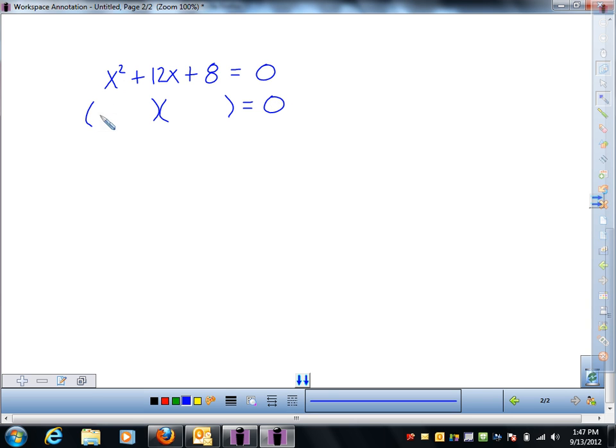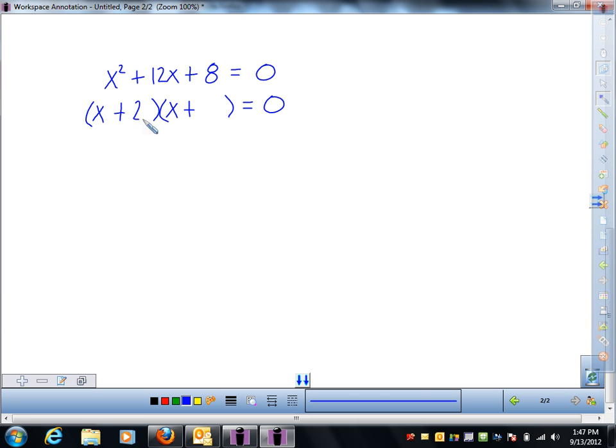I'd concentrate on the x, which would give me an x and an x to get the x squared. Now I'd look at this number 8. How am I going to multiply two numbers to get to 8? Well, I've got a couple of options. I can use 1 and 8 and 2 and 4. The problem I run into with 1 and 8 and 2 and 4 is, in this case, both positive because I have to get a positive result. So I've got to multiply by the same sign. And because our first sign is a positive, I know that these will be positive.